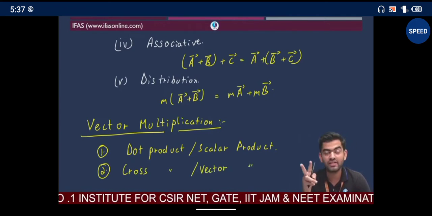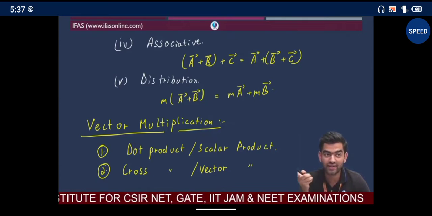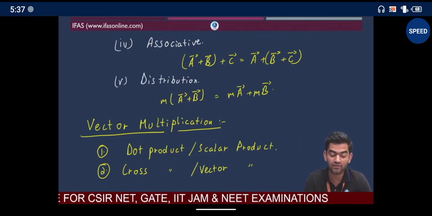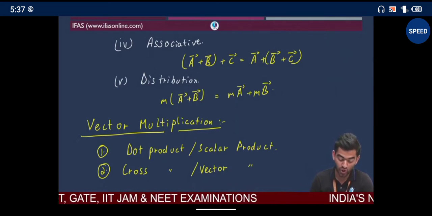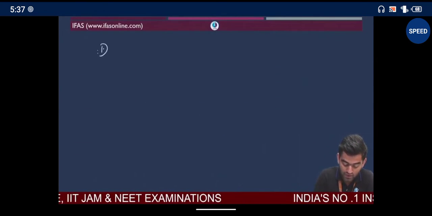Now when two vectors multiply, they can result in a scalar as well as in a vector. It depends upon what kind of multiplication they are following. It depends upon this, what kind of result they will give. Now let's talk about the first one, which is the dot product.